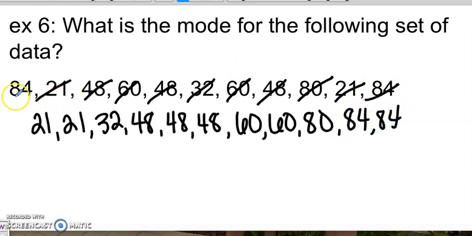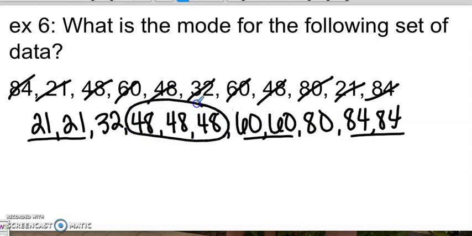Okay, so in this case, I see several numbers twice, 21, 60, and 84. But here, I see 48 3 times. So that number occurs the most, so the mode of this would be 48. It happens 3 times while the others just happen twice.